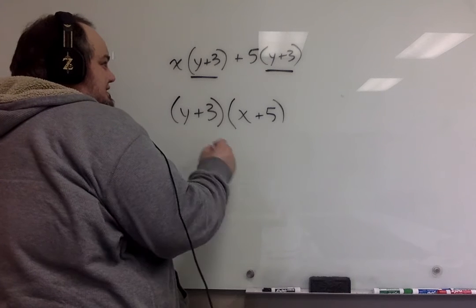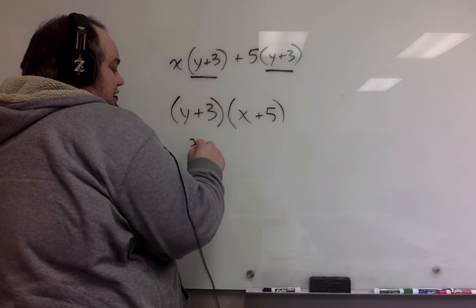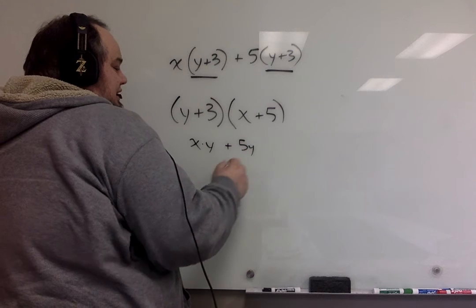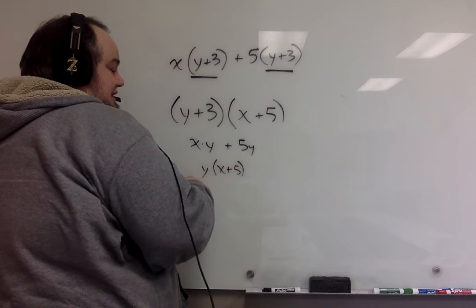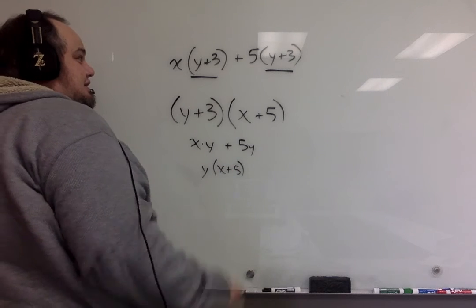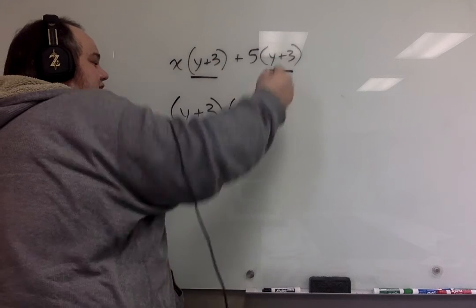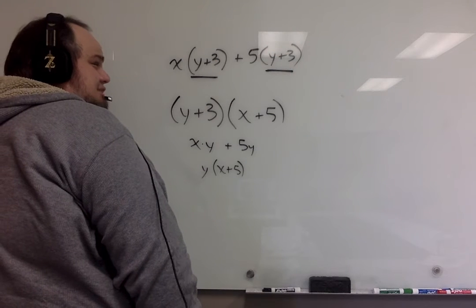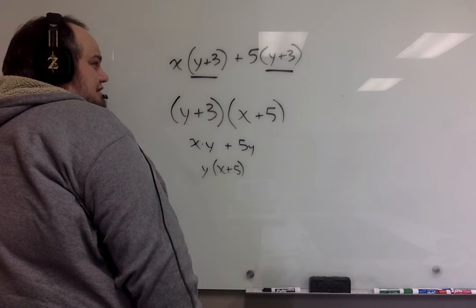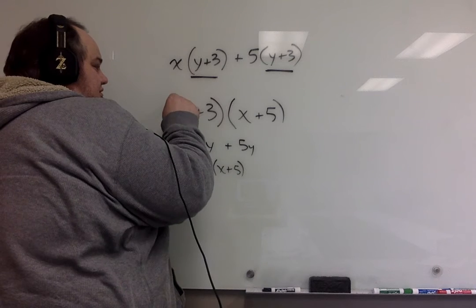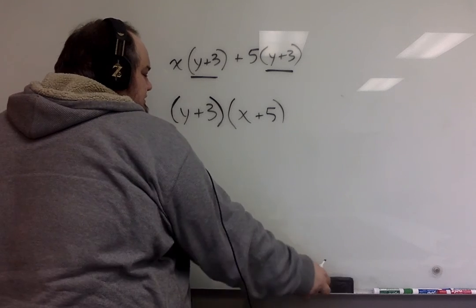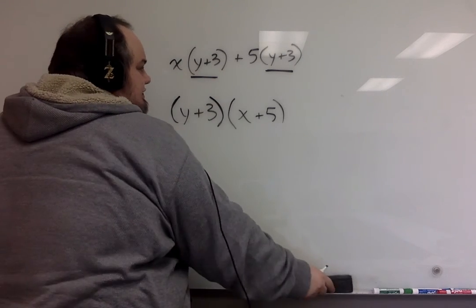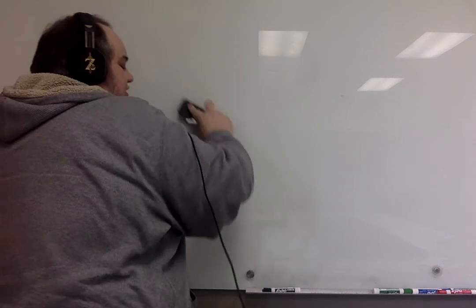So let's think if we had something like this. X times y plus 5 times y, right? You would factor out y, and then you'd have x plus 5. Well, this works the same way. You can see the similarity there. It's just that instead of y, it's y plus 3, and it's a group. Now, it has to be grouped like that. You can't just factor out y plus 3. It has to be in a group. And when you get your answer, you'd have y plus 3 times x plus 5. Let's look at a few more examples that look like that.